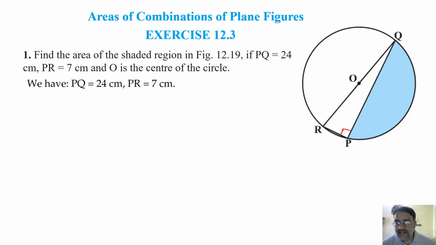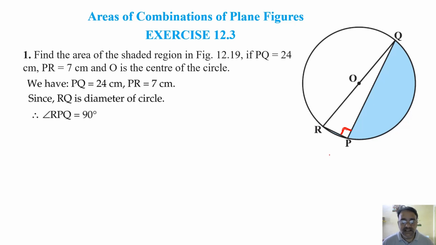Why is this angle 90 degree? Because angle in semicircle is 90 degree. RQ क्या है? Diameter है. Okay, so angle in semicircle is equal to 90 degree. So this angle is equal to 90 degree. So this is a right angle triangle, so we can apply Pythagoras theorem.